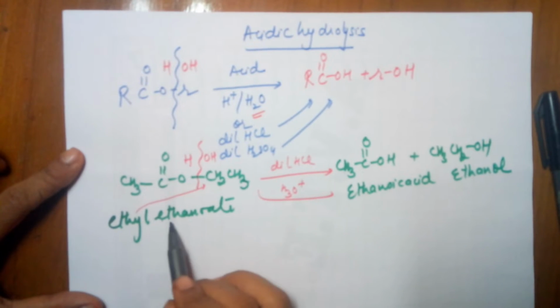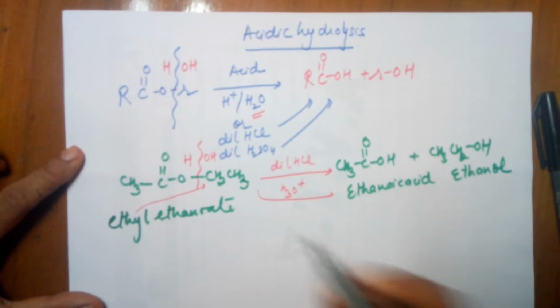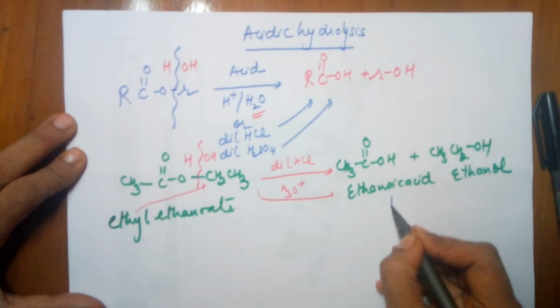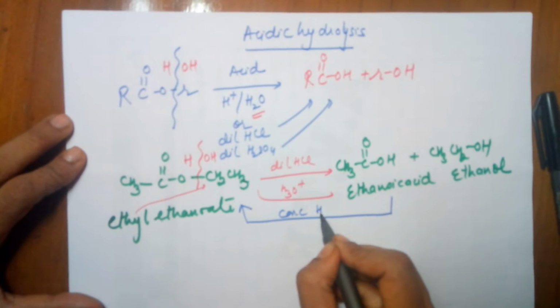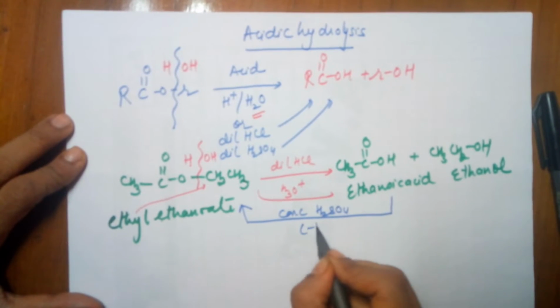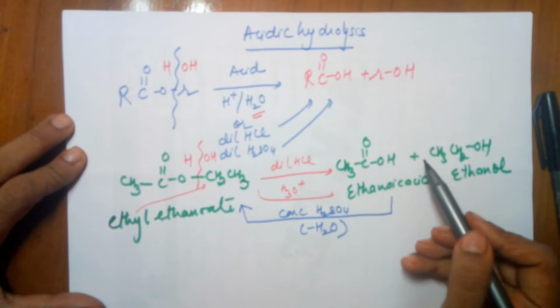So that was your ester prepared from ethanoic acid and ethanol. Now in case you want to prepare the ester, what do you do? You take the forward direction and write concentrated sulfuric acid, which will help you remove water. And if you go in the reverse direction, you want hydrolysis.